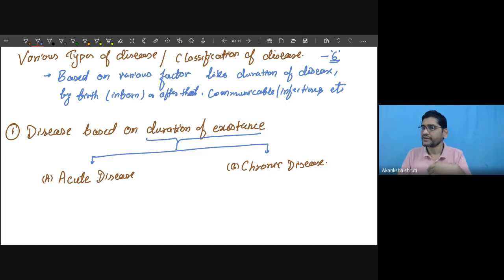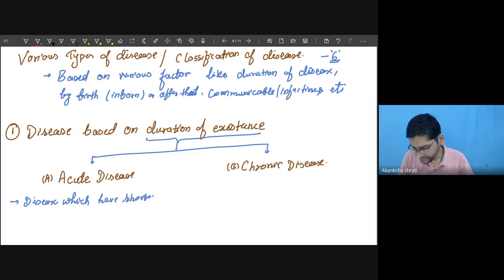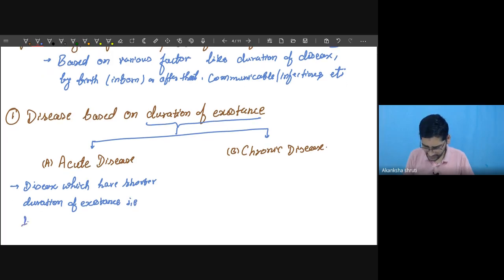Maybe tuberculosis, maybe cancer, all these are chronic. So, acute disease: disease which has a shorter period or shorter duration of existence, that is, in a short time it gets cured.